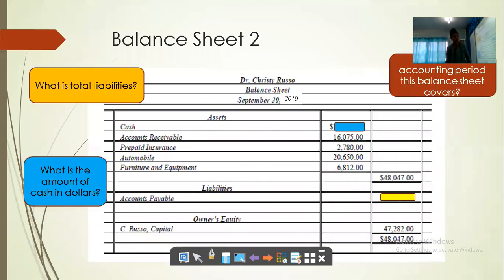Next question, people. Second activity. Total liabilities in this case. It's not given, so you have to find it.